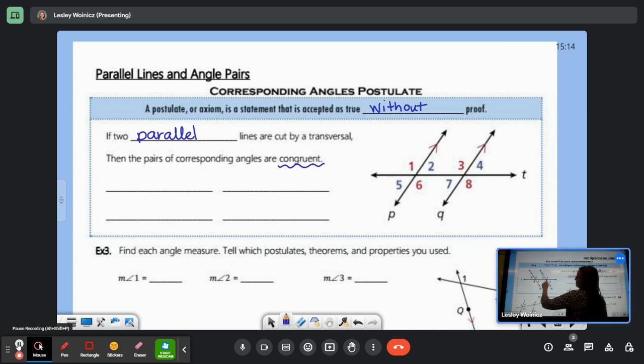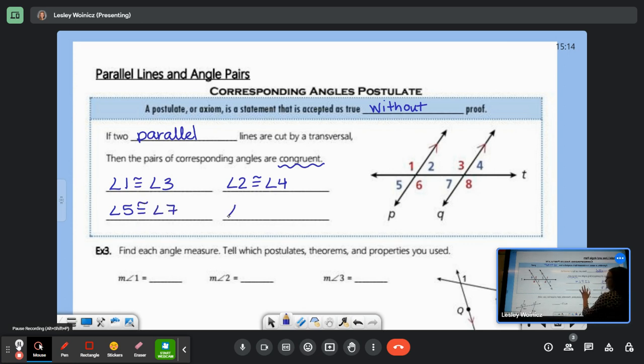You see them? 1 and 6, and 3 and 8. Oh, sorry. Wait, 1 and 3 and 6 and 8, right? I did it the wrong way. I did vertical angles instead of corresponding. So angle 1 is congruent to angle 3. Angle 2 is congruent to angle 4. What about the other pairs? What about angle 5? Yep, congruent to angle 7. And angle 6 is congruent to angle 8.